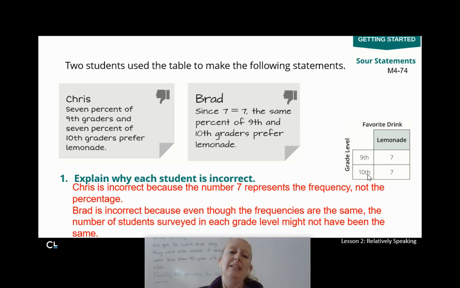So Brad is incorrect because even though the frequencies are the same, the number of students in each grade level may not have been the same. Maybe I only asked 10 ninth graders, but I asked like 30 10th graders. That's not going to be the same percent, is it? So Brad, I know you had good intentions there, buddy, but we're going to work on that.